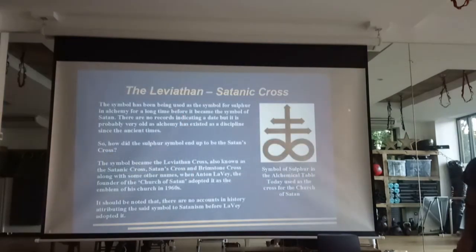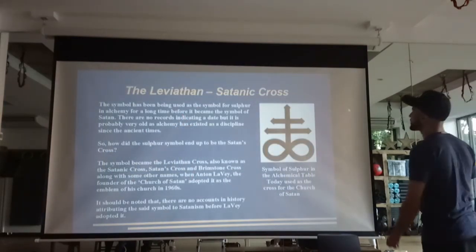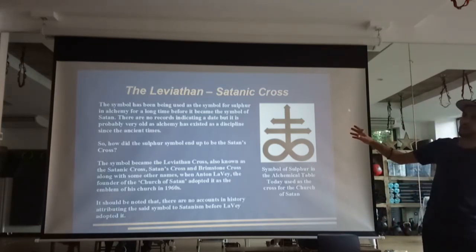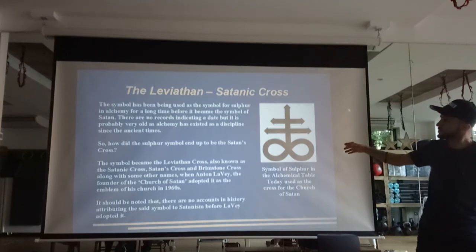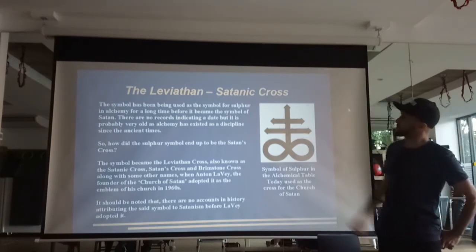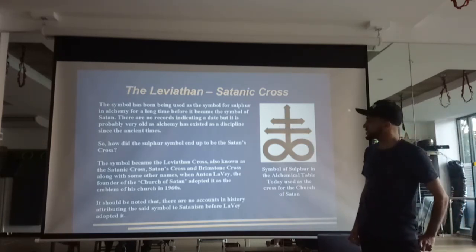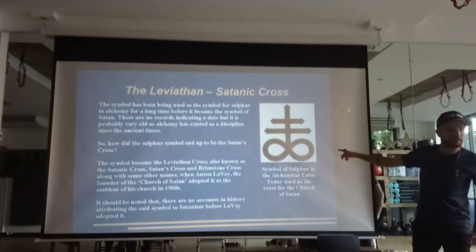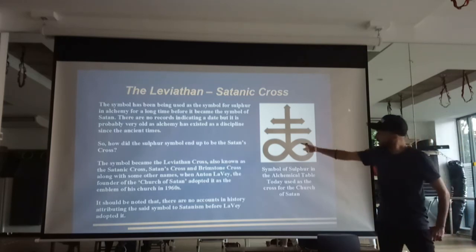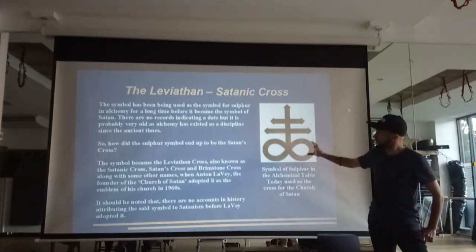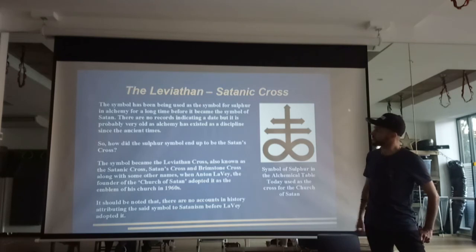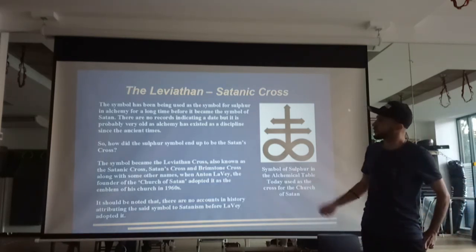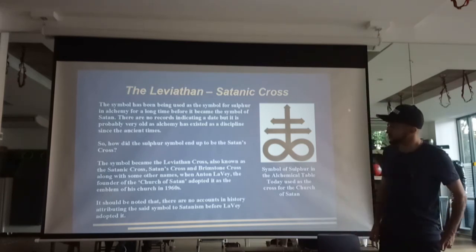Okay? You also have the Leviathan Satanic Cross. It used to be called the Leviathan Cross, and then the Church of Satan, but I'll go into that now. The symbol has been used as a symbol for sulfur. That's what I was trying to find in the alchemical. I think it is pretty much identical, pretty much the same. So the symbol for sulfur in alchemy existed for a long time before it became the symbol of Satan.